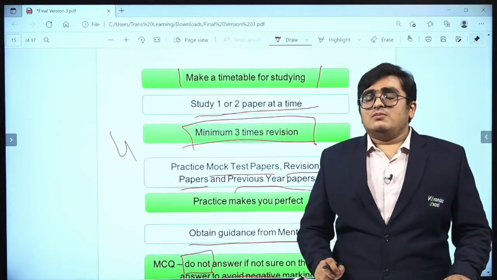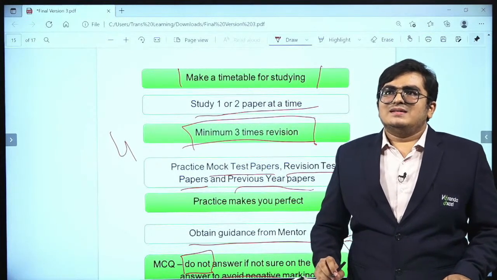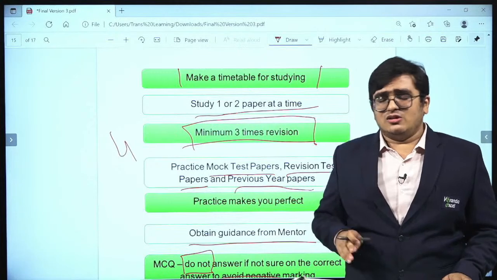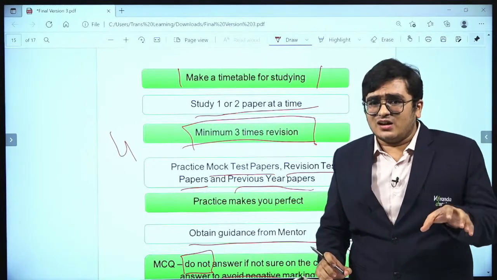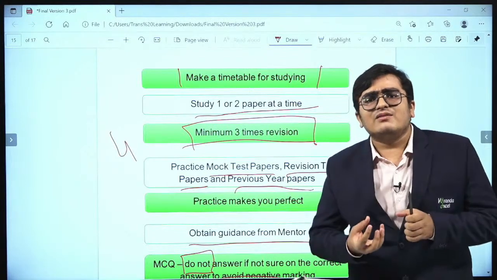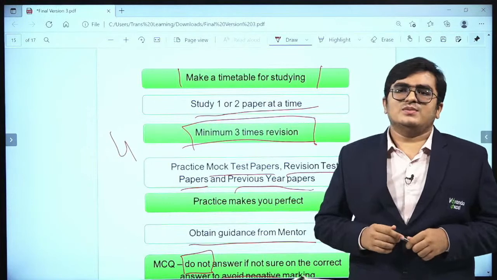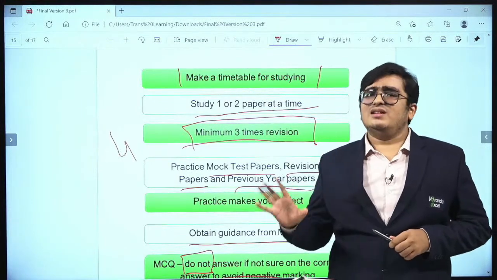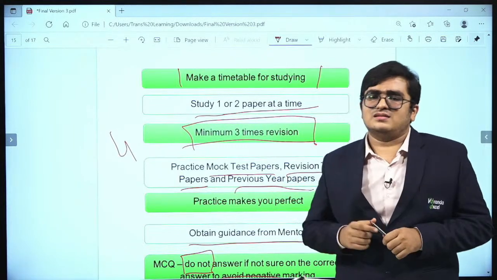Then there is one more thing: how CA is different from CS and ICWA. See, CS is particularly related to law. CA is not particularly related to law. It is related to accounts, taxation, and a bit of costing as well. Whereas CS is particularly related to law. So this is the difference between a CA and a CS.